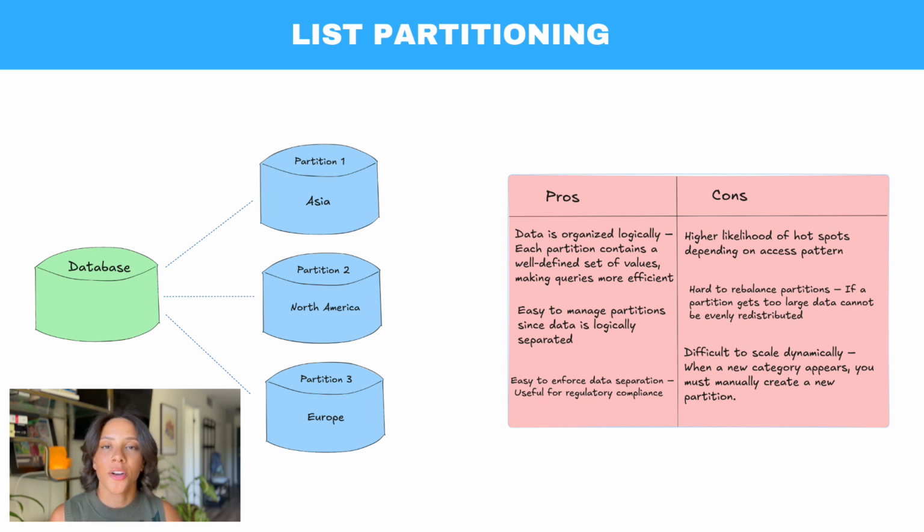Now the con is that there is a likelihood of hotspots because the data is not evenly distributed, and it's not super easy to redistribute it in a way that makes sense because the boundaries between this data are so distinct. And then finally, it's not possible to scale dynamically. If you want to have a new category, you have to go and manually create that partition.